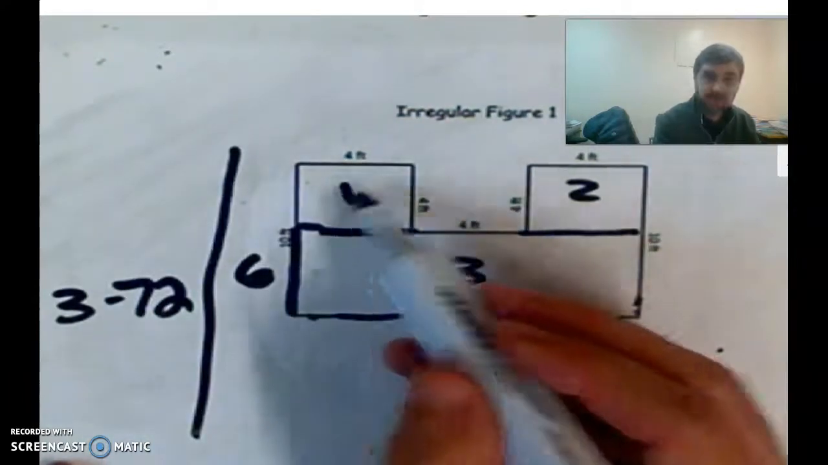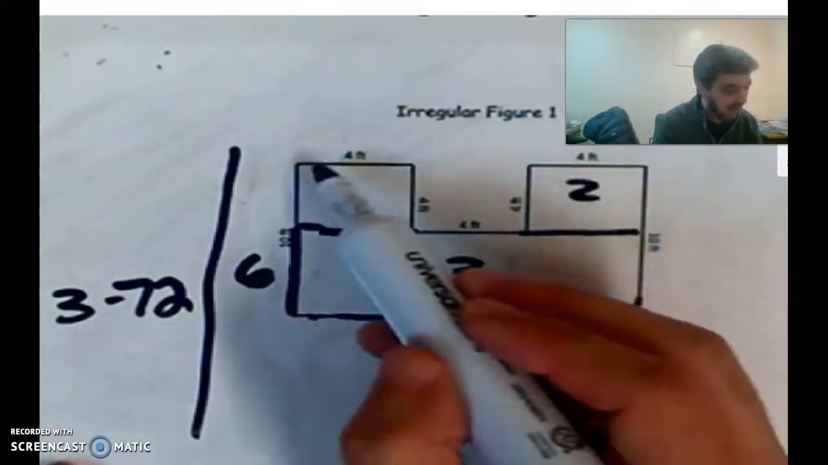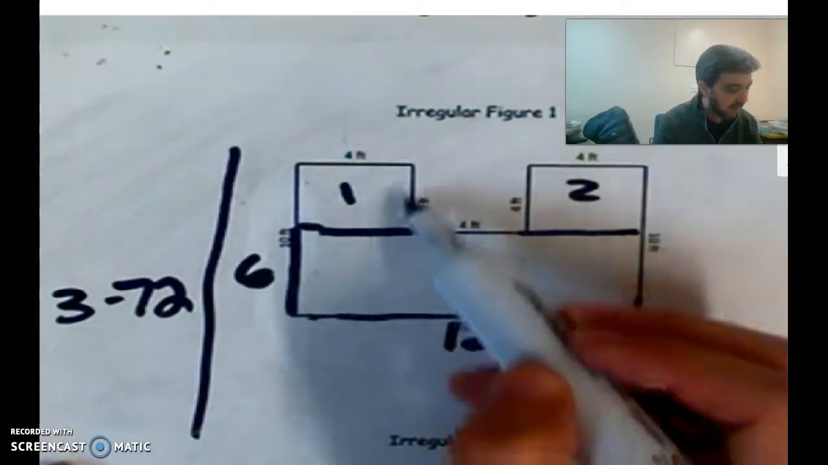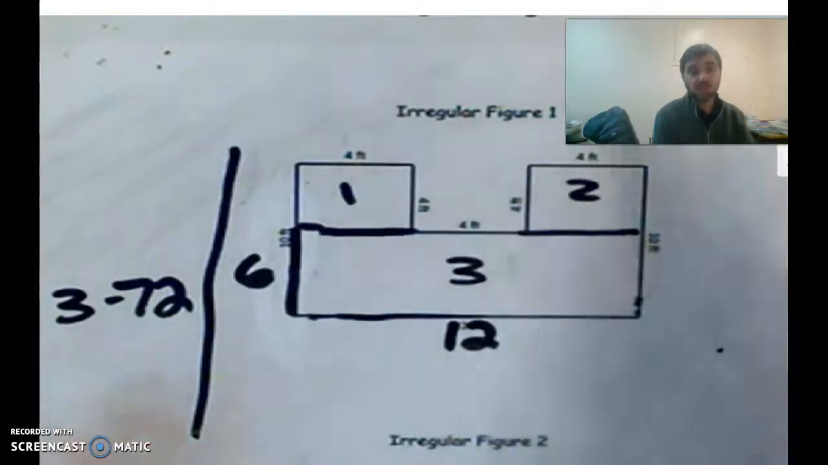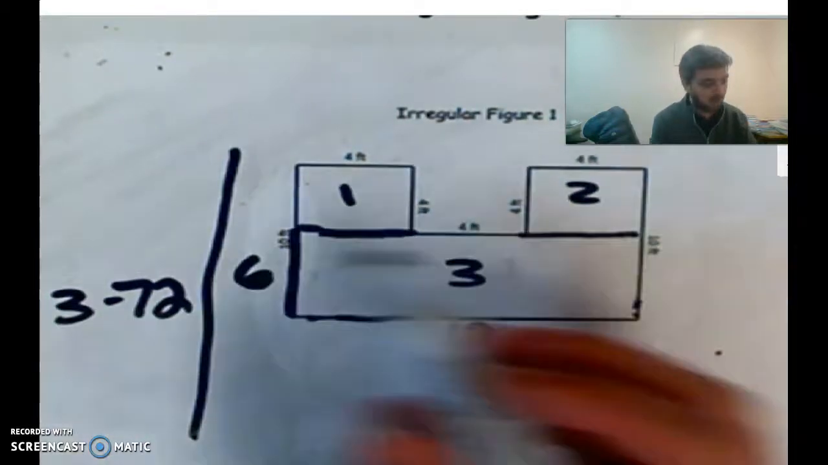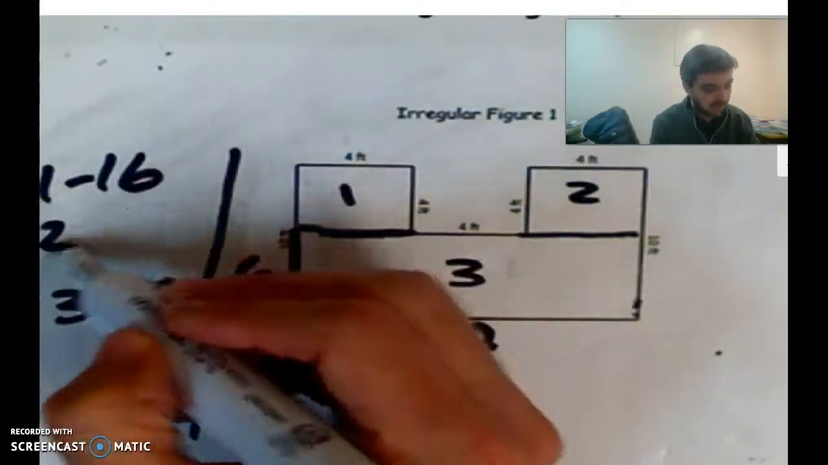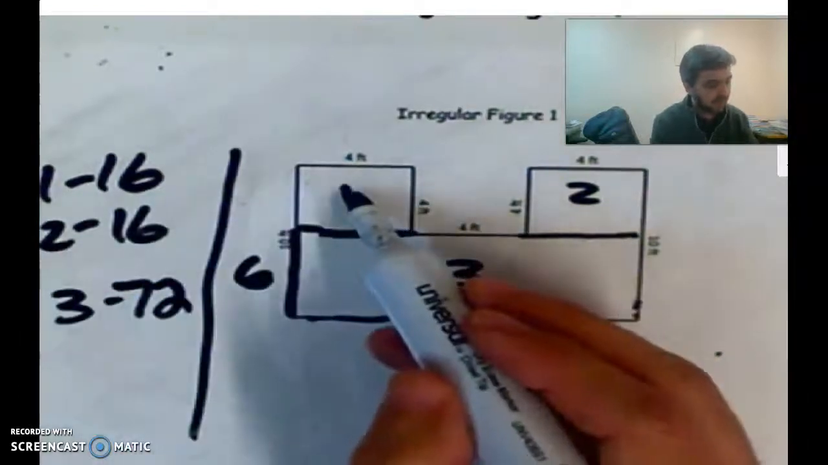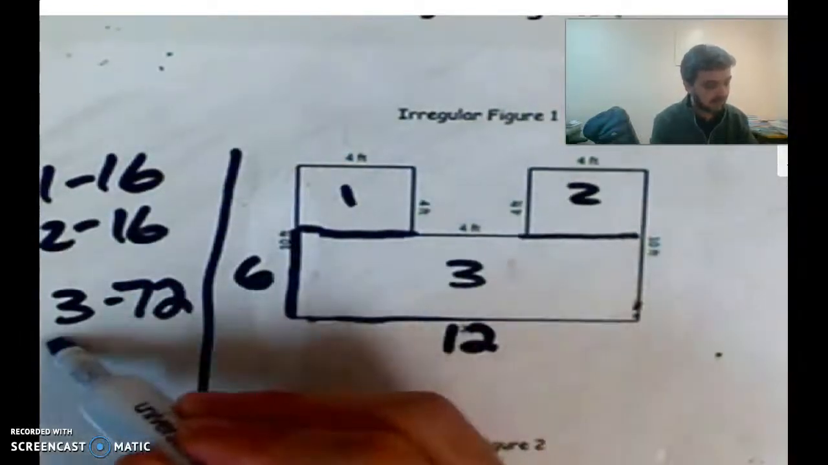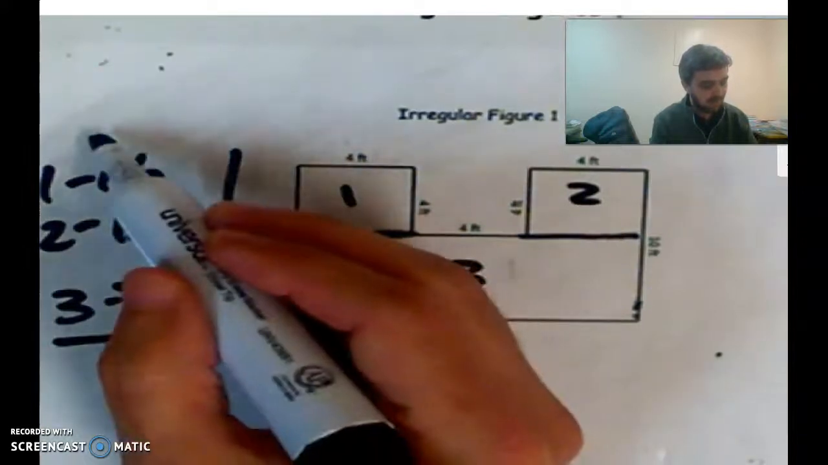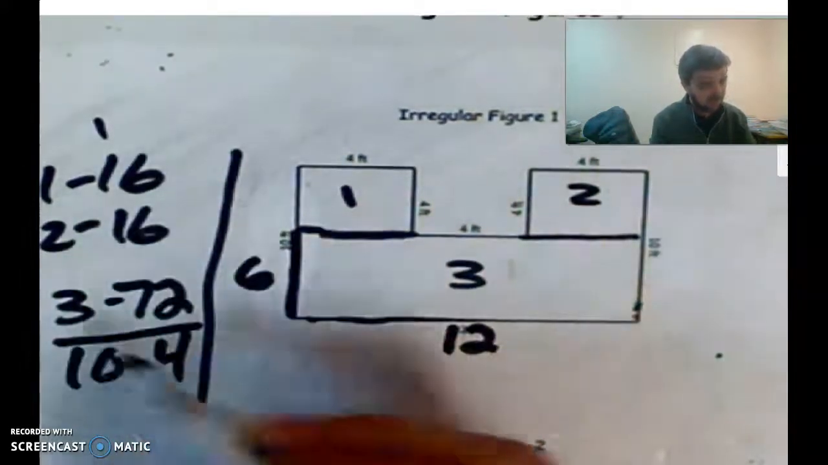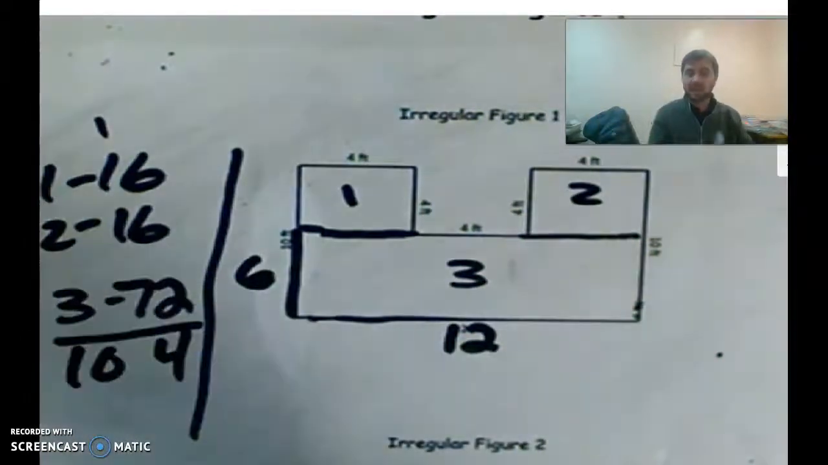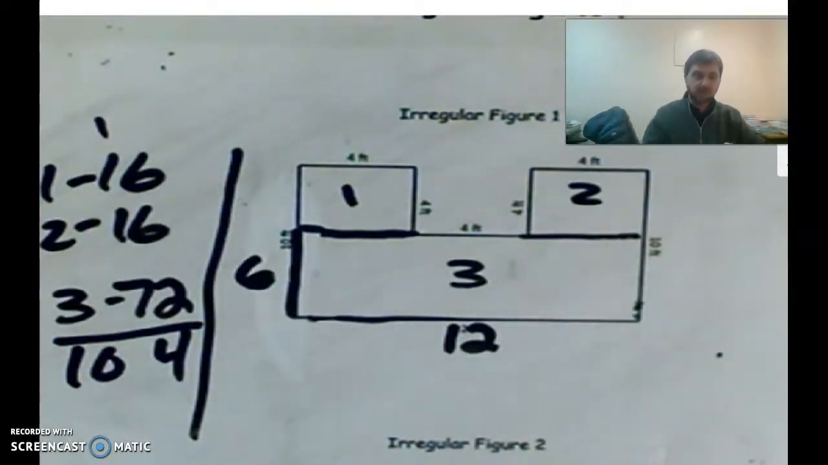Okay, and then these two look the same. They have a width and a length of 4. You can see that on both, width and length of 4. So they're squares, right? And 4 times 4 is 16. All right, so we've got an area of 16, 16, and 72. So what is that? 6 plus 6 is 12, plus 2 is 14. 1, 2, 3, 104 again. So you get the same thing no matter how you divide it up, okay?